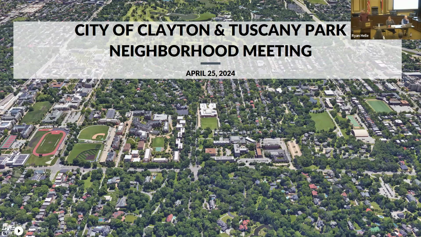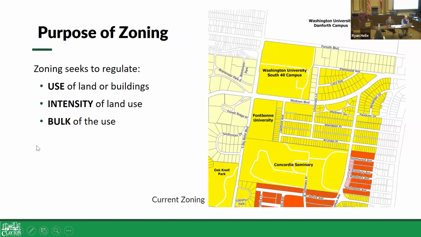So I think most of you are pretty familiar with this project, but I always like to start again with the purpose of zoning, which is seeking to regulate the use, the intensity, and bulk. When we talk about use, it's very simple. That's how the land or the buildings are being utilized on the site, be it residential, commercial, office, institution, whatever that may be. And then the subcategories. If we're talking about commercial, are we talking about retail or a bank? In this particular case, if it's institutional, is it an office building? Is it an athletic use? Those types of things.